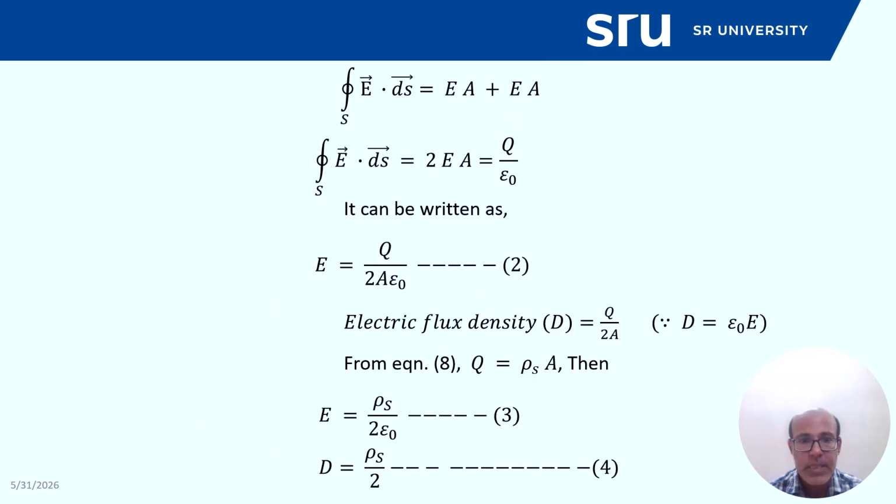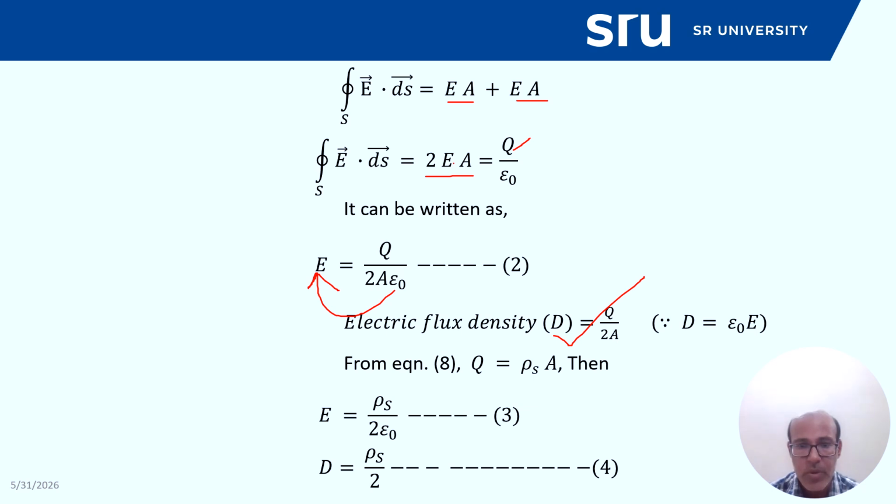Now the problem is simple. cos 0 is 1, therefore EA for the top and A for the bottom, because integral ds is there. Integral ds is the top surface area A, and the bottom surface area is also the same. What we get is twice EA is Q by epsilon naught. So E is written as Q by 2A epsilon naught, meaning you are isolating E, 2A goes to the denominator. And if you take epsilon naught to the other side, it is your D. D is equal to Q by 2A.